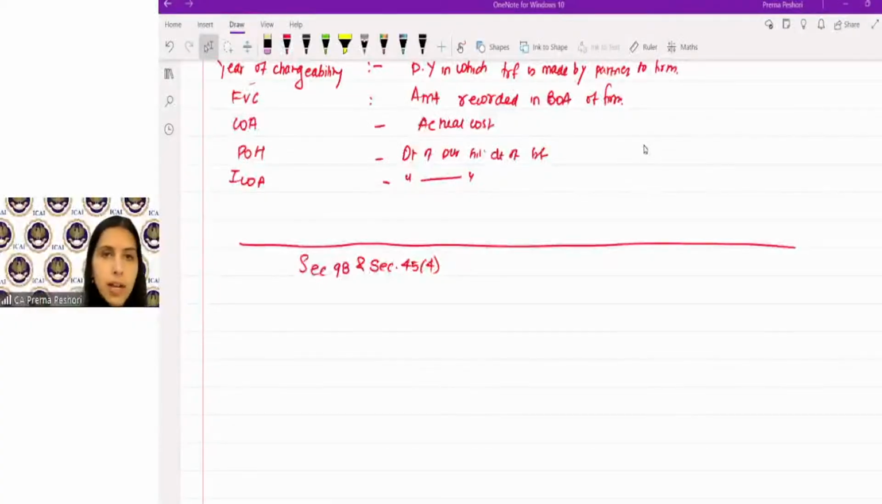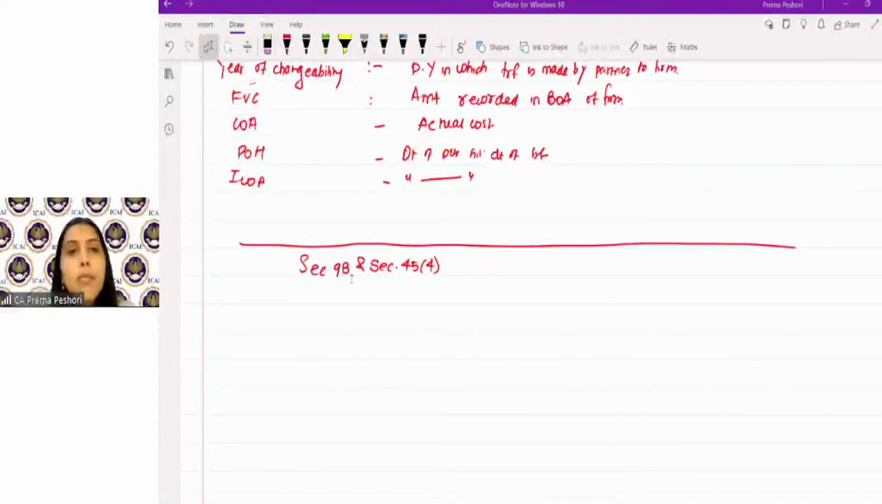Yes, Jacob, the last point of 45.3 is index cost of acquisition. It is the same as the cost of acquisition. Clear? 45.4. Both are interlinked, so we are covering it together over here.